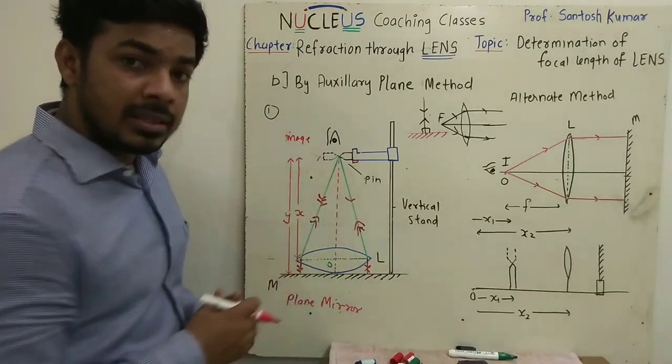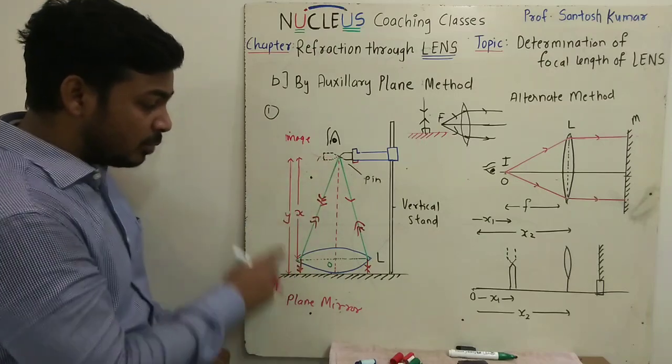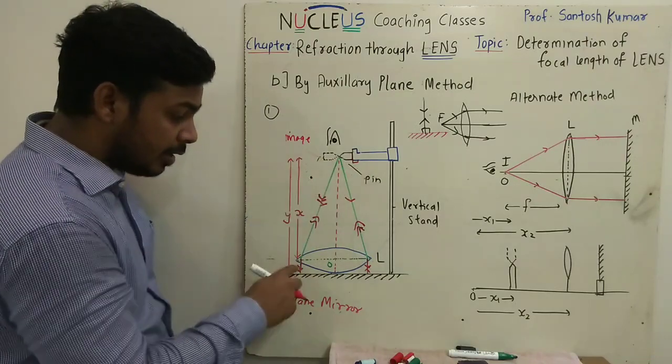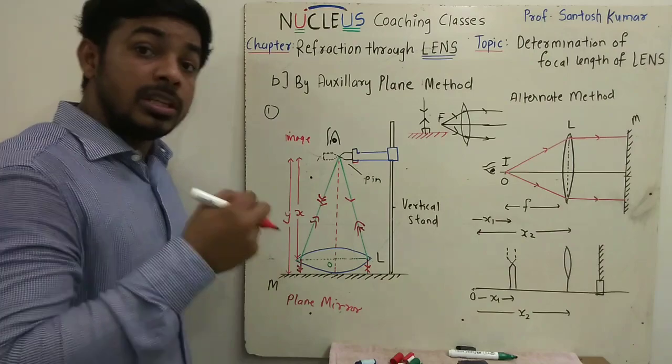So how to measure this distance? We can measure y, that is the distance of the pin from the mirror. We can measure distance x, that is the distance of the pin from the optical center of the lens. These distances are measured using a plumb line.